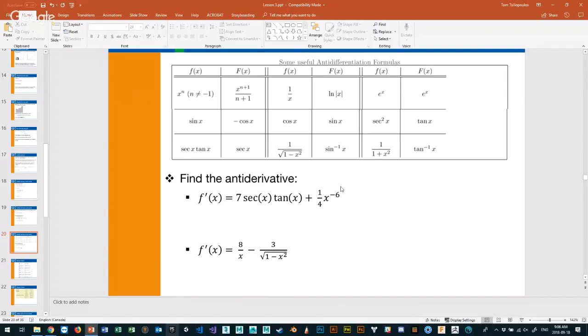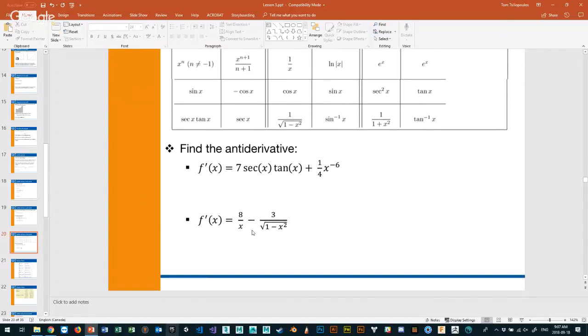Negative 6 would become a negative 5, because you add 1 to it. And then you take 1 over 4 over negative 5, which is negative 5 over 1, which you invert and multiply, which would be negative 5 over 4, right? Plus c.